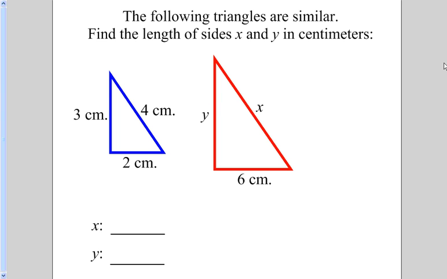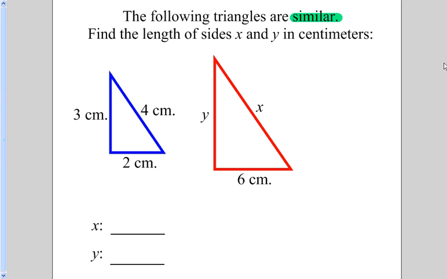This question tells us that the following triangles are similar and asks us to find the length of sides x and y in centimeters. X and y, as we can see, are on the triangle on the right that I've colored red for the purposes of this video, just to make it a little bit easier to compare with the triangle on the left that's been colored blue.